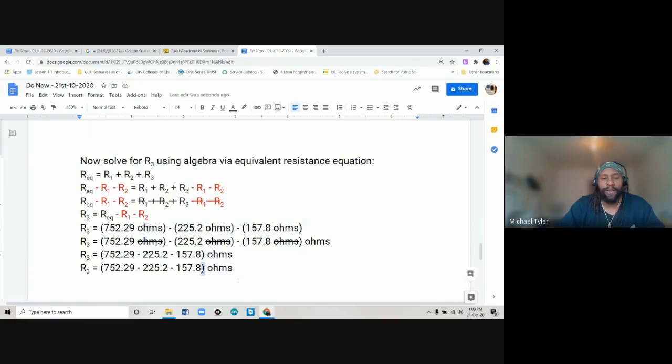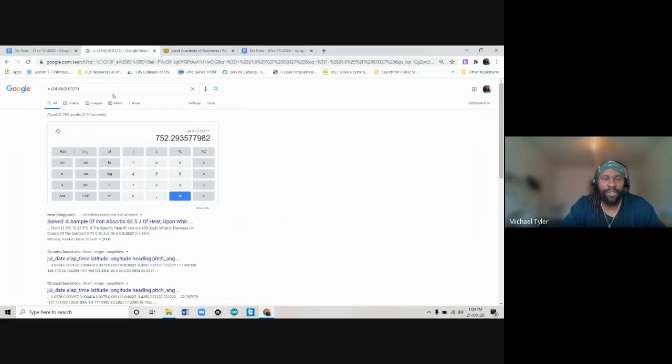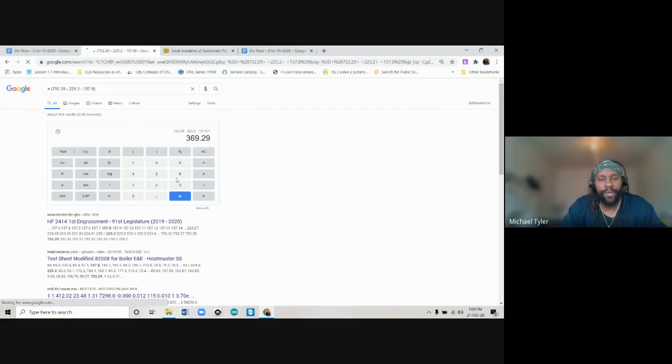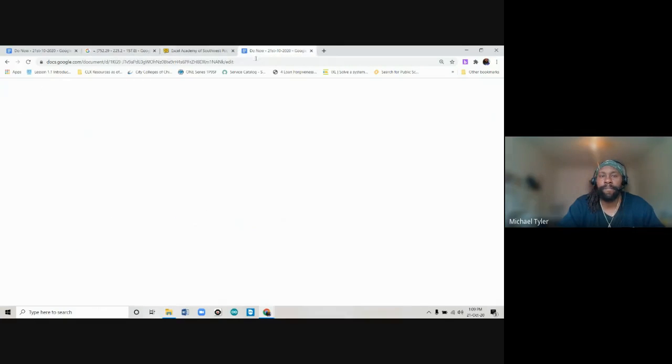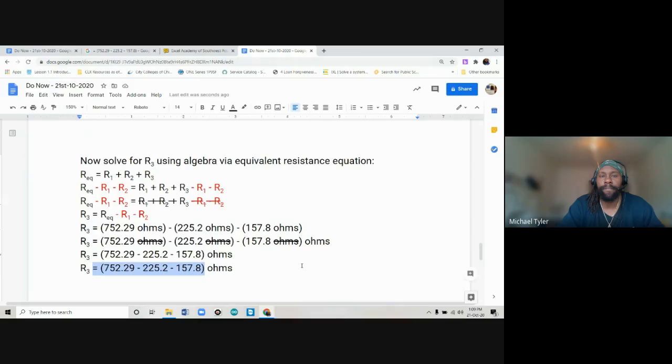So let's calculate this. This is going to go in Google Calculator or any calculator you want to use. Take that and say, hey, Google, what is this going to be? I'm crunched for time. I need to know. Make sure you put an equal sign in there, and once you hit enter, it becomes 369.29. So that answer reduces down to equals 369.29 ohms. That is your R3.